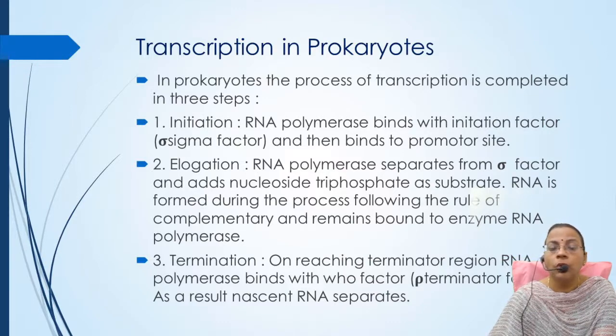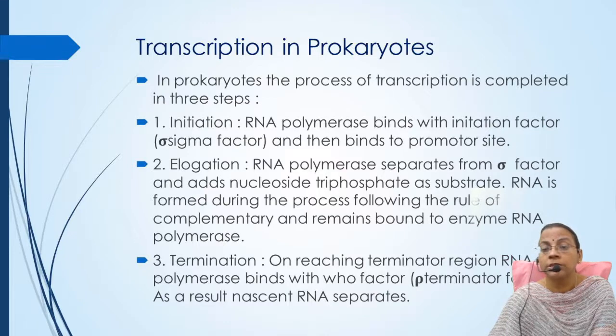And we'll move on to the termination. So when it reaches the terminator site, there will be a proteinaceous factor called the Rho factor. The Rho factor will bind at the terminator site, which will decrease the binding affinity of RNA polymerase, and as a result RNA polymerase will detach.